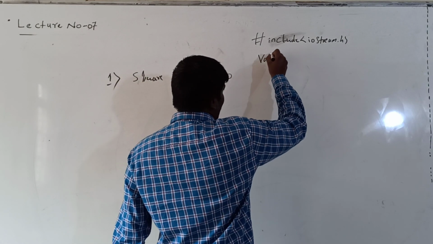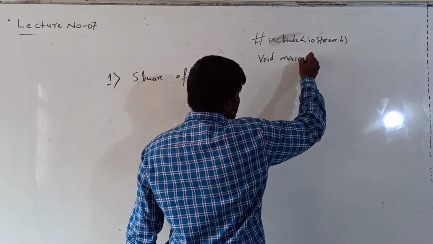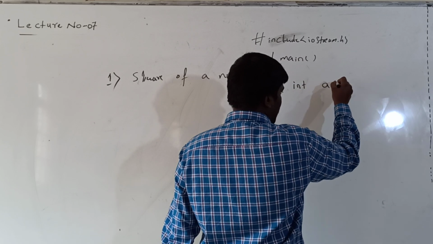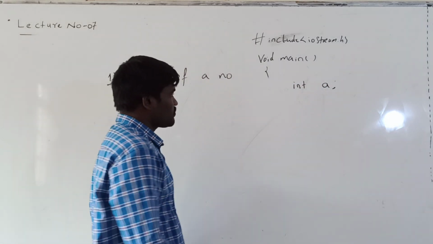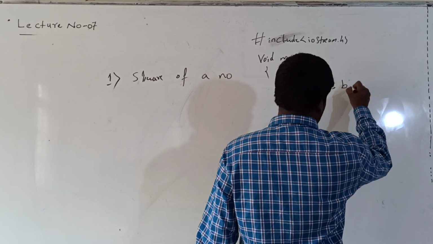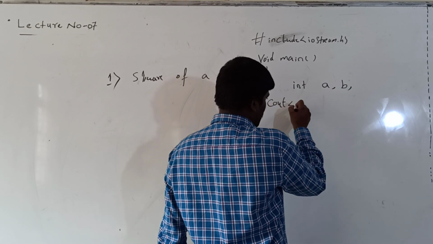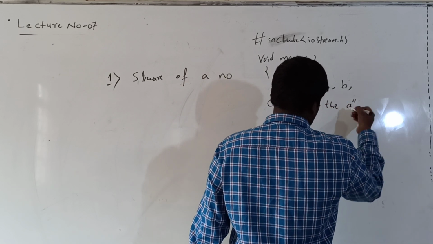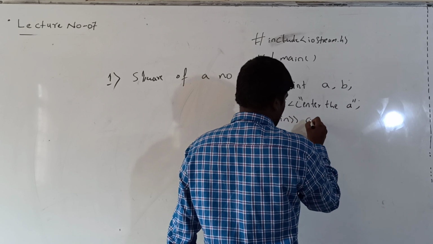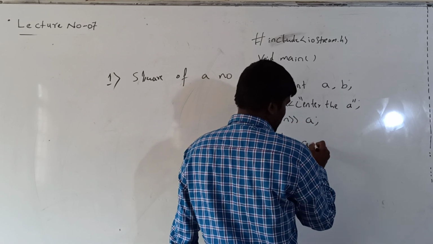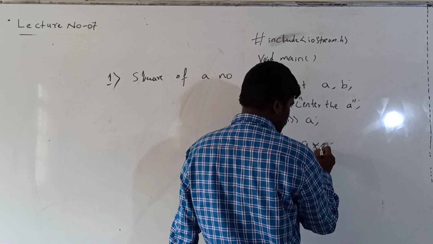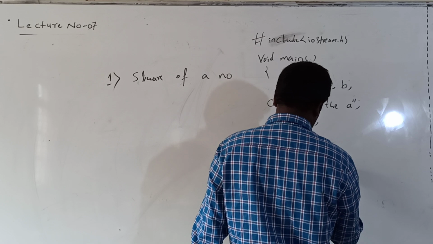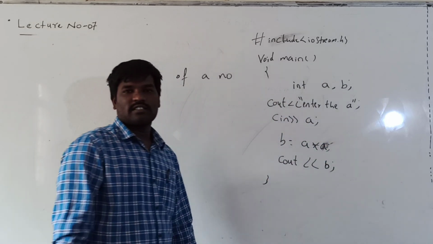Next you have to write void main. Next int a, b, where a is the input variable and b is the storage variable. Next write cout, enter the a. Next cin a. b is equal to a into a. Then cout b. This is the small program.